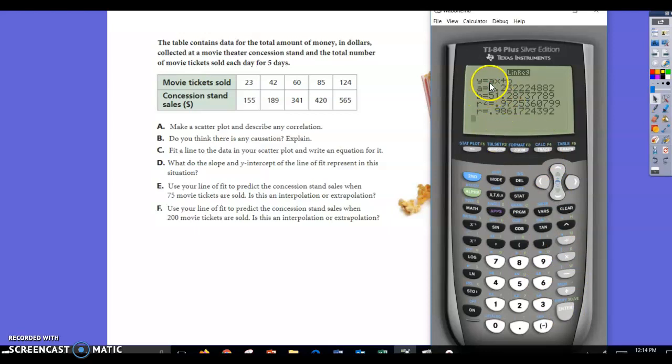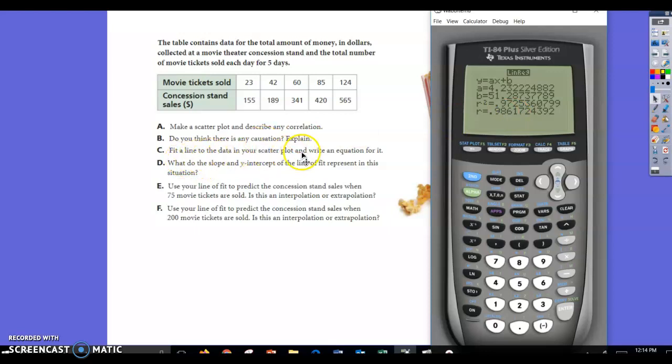All right, so y equals ax plus b. A is your slope in this case. A is 4.23 approximately, and your y-intercept is your b, 51.29 approximately. And r is your correlation. So this has a correlation of 0.98, which is very close to 1, so it is a strong positive correlation.